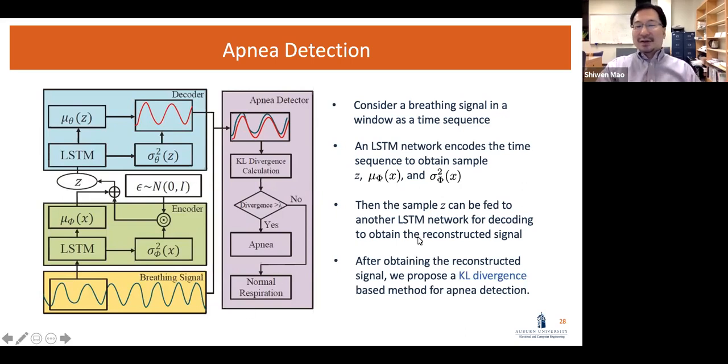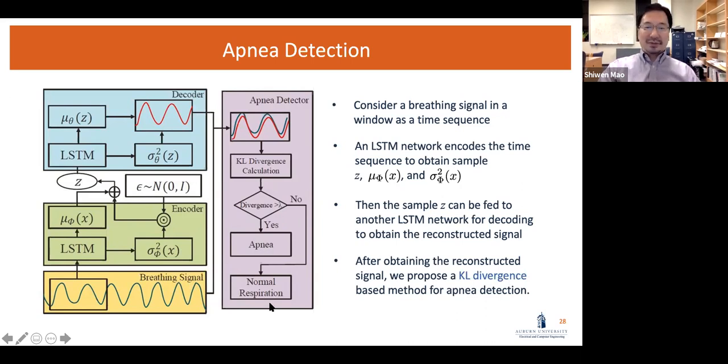Then we compare the output signal and the input signal, as indicated by the KL divergence between these two signals. If it is very large, greater than a threshold, then we think the input signal is an apnea signal.